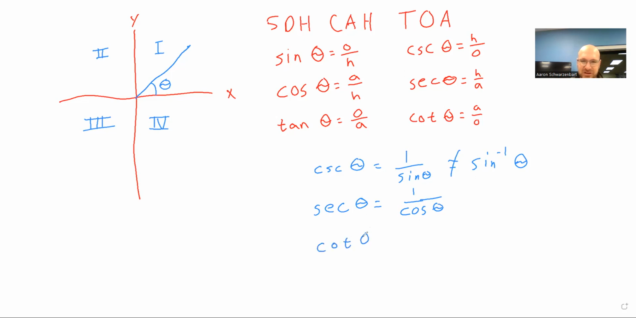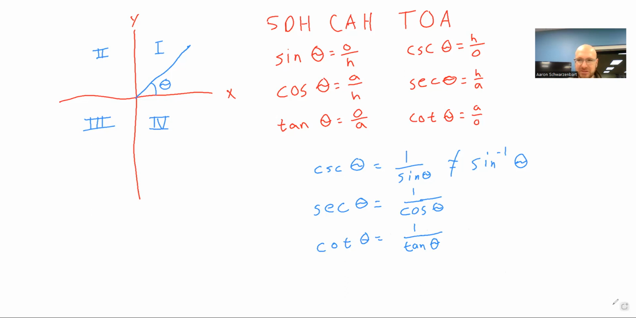Cotangent, and again, these are abbreviations. You will say the whole word. You will call it sine, not sin. You'll call it cosine, not cos. Tangent, not tan. Okay, we're going to pronounce them correctly. Cotangent, not cot. Cotangent is the reciprocal of tangent.